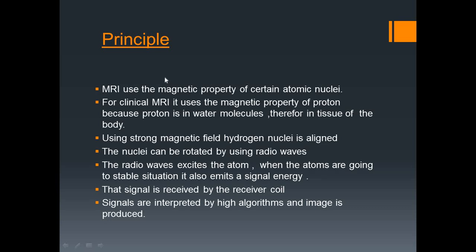So the principle says that MRI uses the magnetic property of atomic nuclei. Then in clinical MRI, it uses the proton's nuclei because in our body we have lots of water and water contains protons. And when the human body is placed in a magnetic field, it makes the hydrogen nuclei aligned. Then these hydrogen nuclei can be rotated by using radio waves.